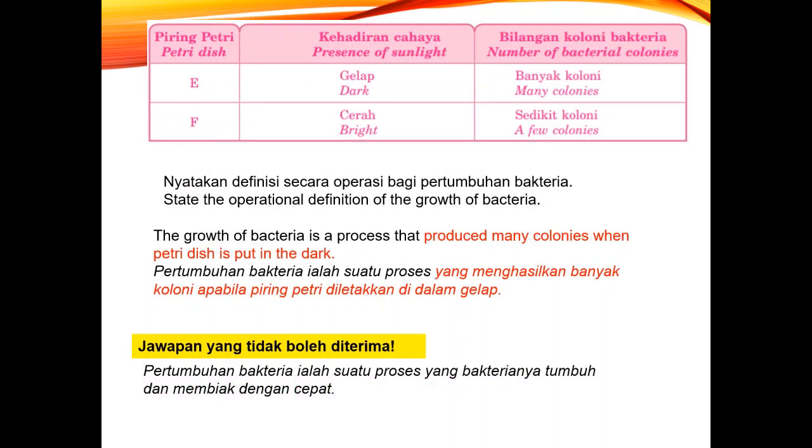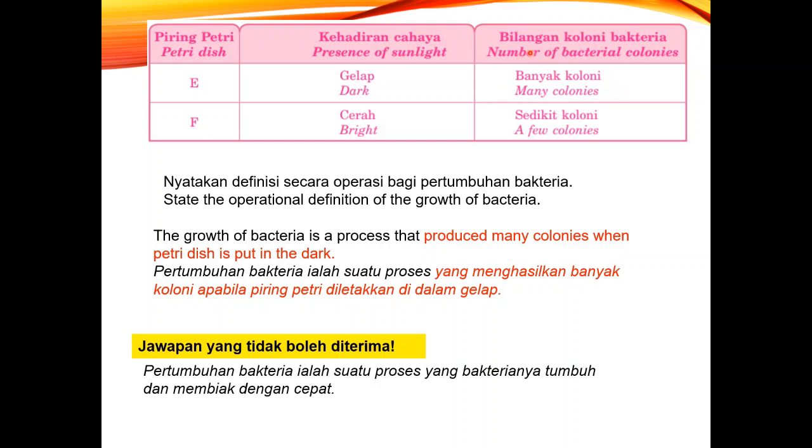Next, we look at the next example here. This is also relating to the growth of bacteria. Okay, but this one, the factor they study is the presence of sunlight. So how to write the operational definition for the growth of bacteria? So you need to write like this. The growth of bacteria is a process that produces many colonies.